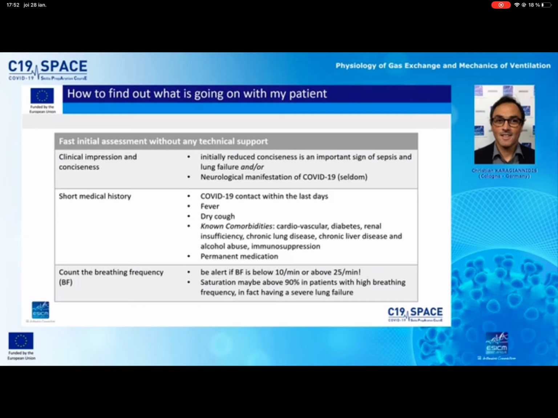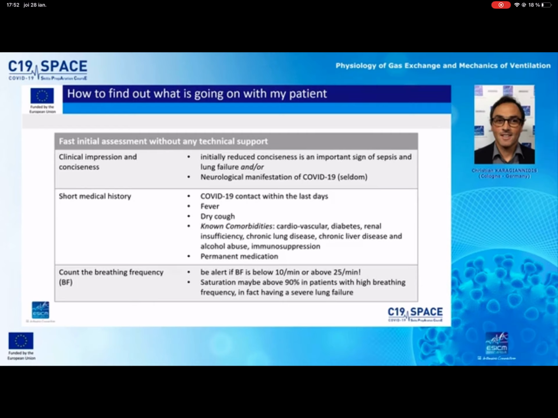If you have the time, perform a short medical history. Did the patient have contact within the last days? Does the patient have fever? Some of the patients also present with a body temperature below 35 degrees. Please keep that in mind. Do they have this typical dry cough? And then it's important to know something about comorbidities because COVID is very much associated with these comorbidities. If you have the time and if the patient knows, it's always good to know the permanent medication.